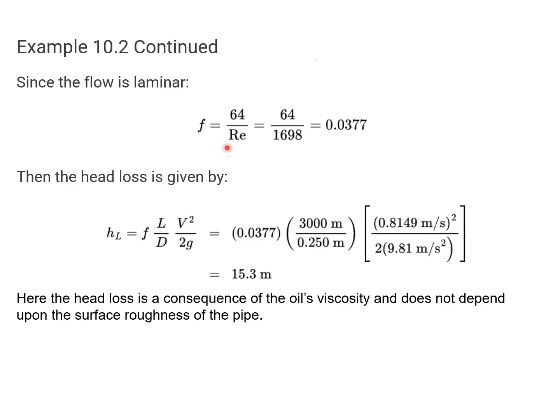So therefore, the friction factor is 64 over the Reynolds number, which is 0.0377. The major head loss is given by the following equation. So plugging in the parameters we get 15.3 meters. So here, in this case, the head loss is the consequence of the oil's viscosity, and it doesn't really depend on the surface roughness of the pipe.